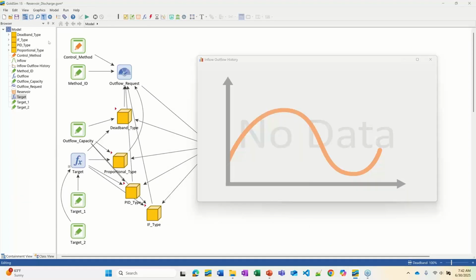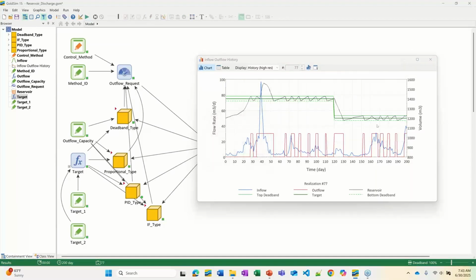Now, I was running a scenario, but what I want to see now is a regular run that is not in scenario mode, and I'm going to make sure I have the deadband option active because I want to see the deadband result in high resolution. So I cannot run a scenario. I need to do a regular run. Here we go. And now we see that the line is always being touched.